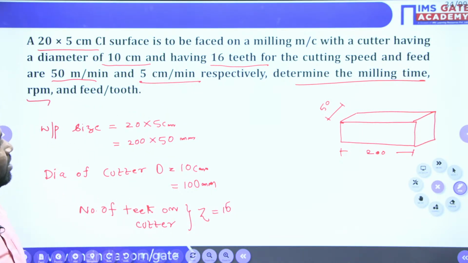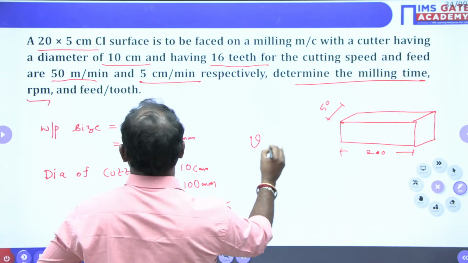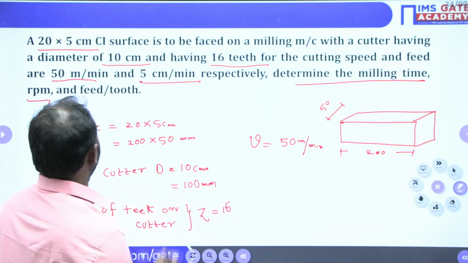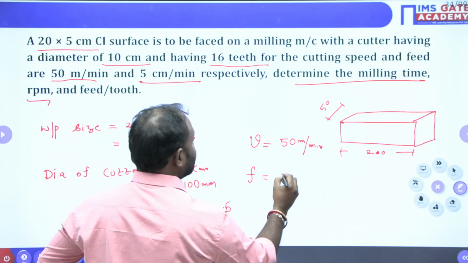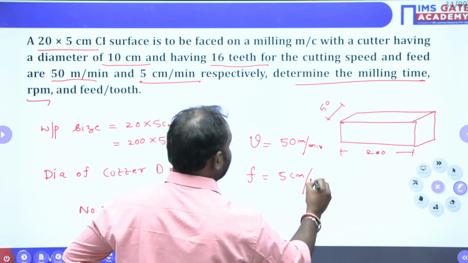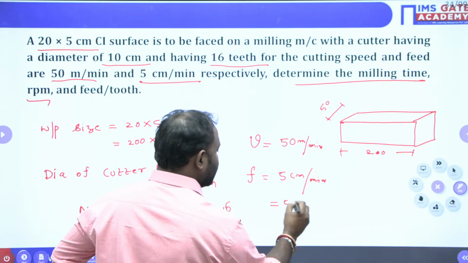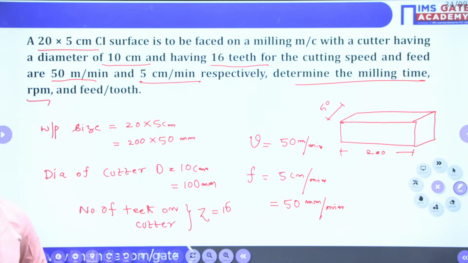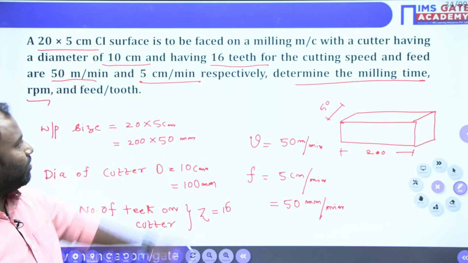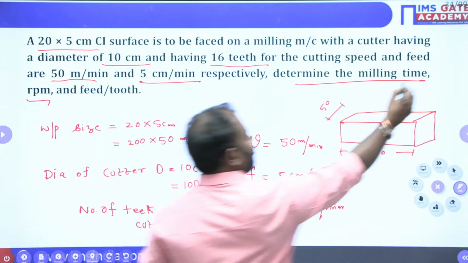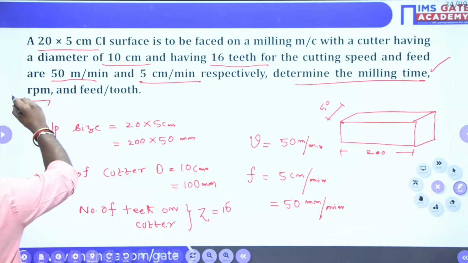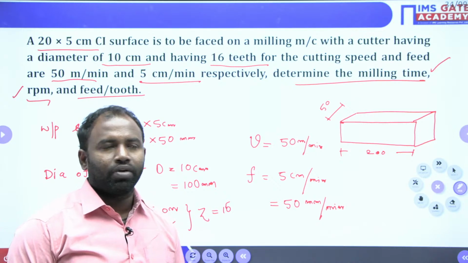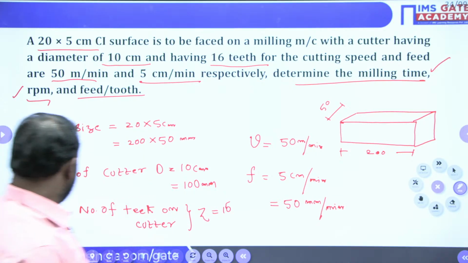All right, 16 teeth. Cutting speed is given, that is equal to 50 meters per minute. Right? Now feed is given, it is 5 centimeter per minute. Now I just converted this into 50 mm per minute. Clear, everybody, guys? Okay. This is the data given. What we have to find? Milling time we have to find first, and RPM of the cutter and feed per tooth. So now let us go for solving the question.